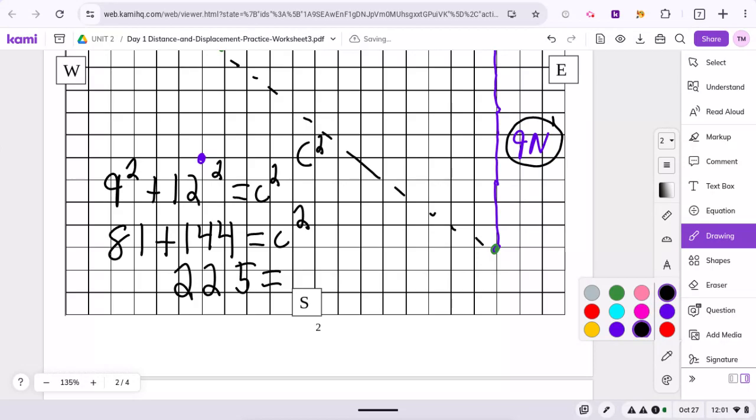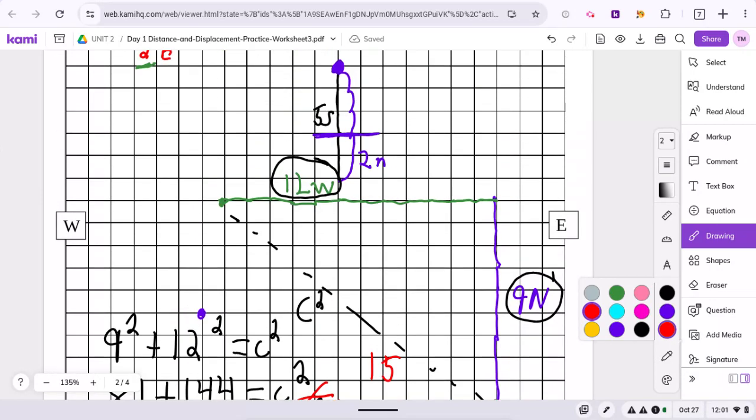And then you can do the square root of 225, which would be 15, because you have c squared here. So to solve for this, you do square root to get rid of this square, because it's squared to the power of 2. To get rid of the square, you do square root. So square root cancels the square, and the square root of 225 is 15.